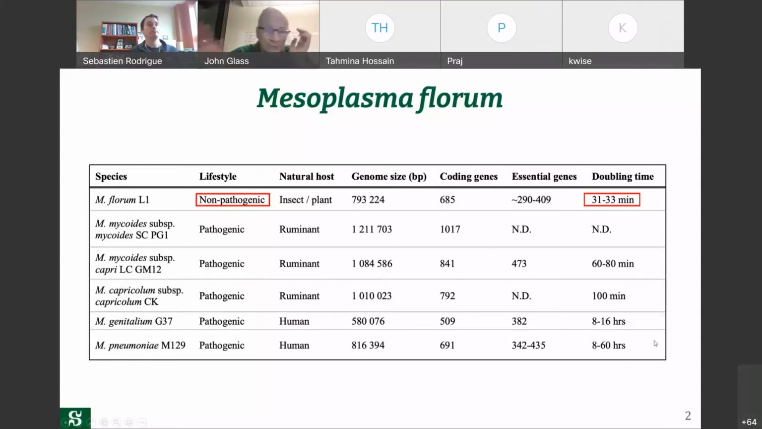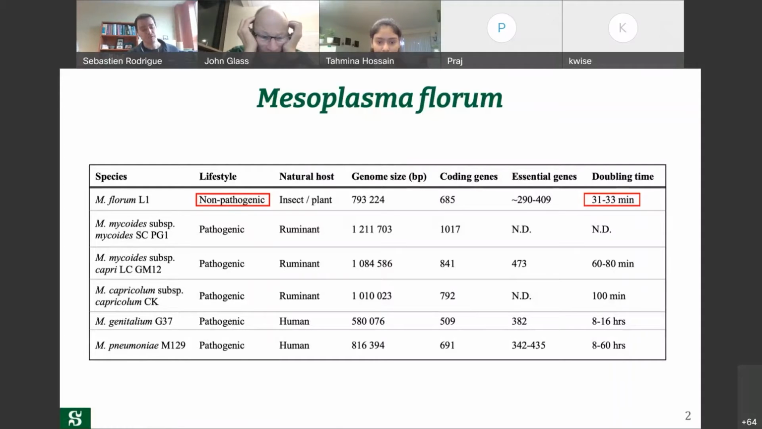So Mesoplasma florum is a bacterium. It's part of the Spiroplasma group, so it's a close cousin of Mycoplasma mycoides and Mycoplasma capricolum. I've been studying Mesoplasma florum in my lab for about 10 years.